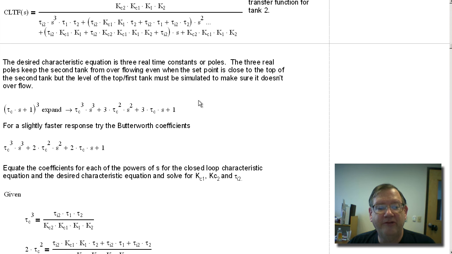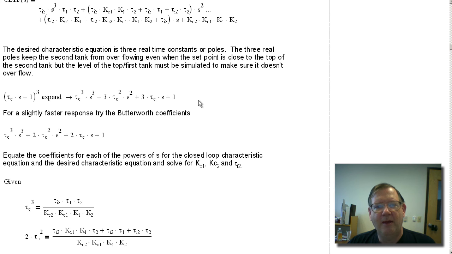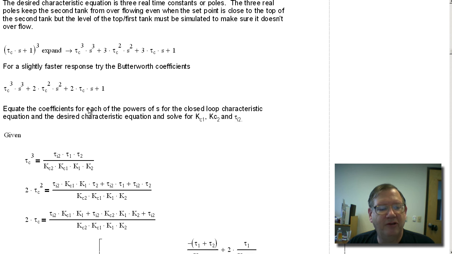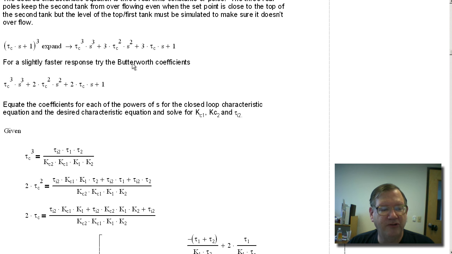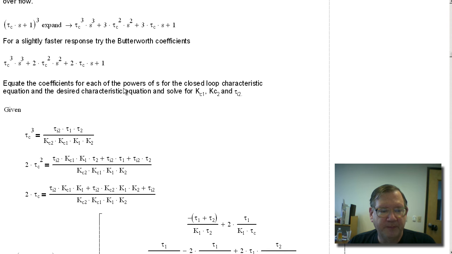So to control this, what we want to do is pick a desired closed loop transfer function or a characteristic equation. And I could use 3 real poles and place them at -1 over the time constant. This is the closed loop time constant. But what I want to do is try the Butterworth coefficients. So in that case, I replace these 3's with a 2. You'll find that these are the coefficients that you'd use for a third order Butterworth filter.